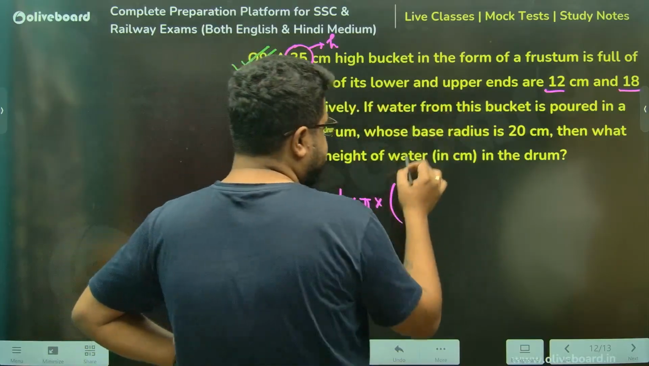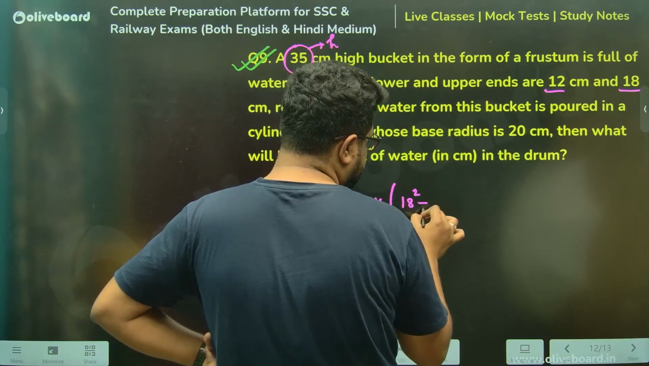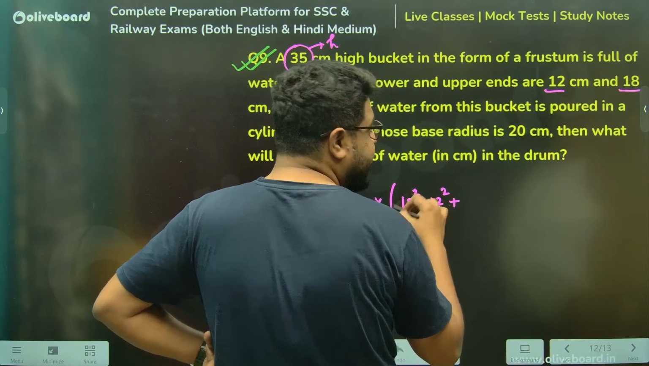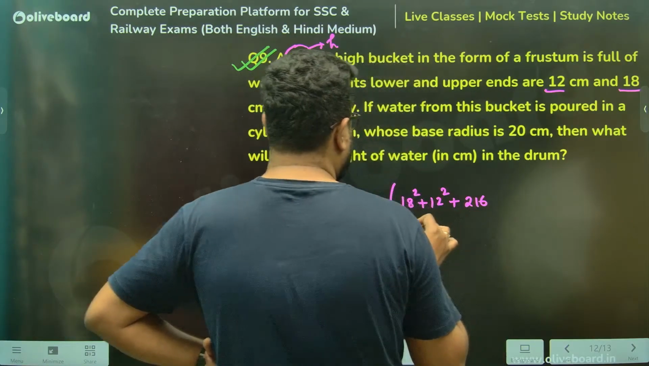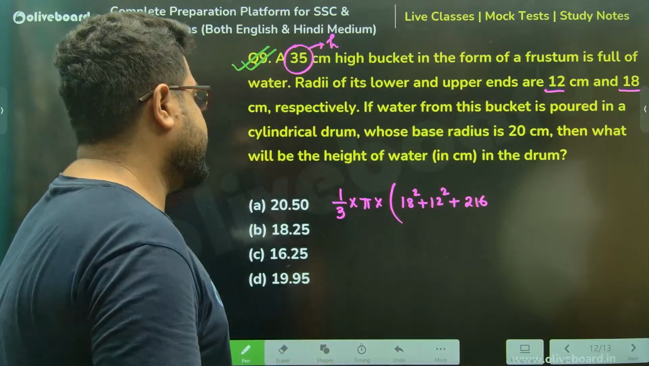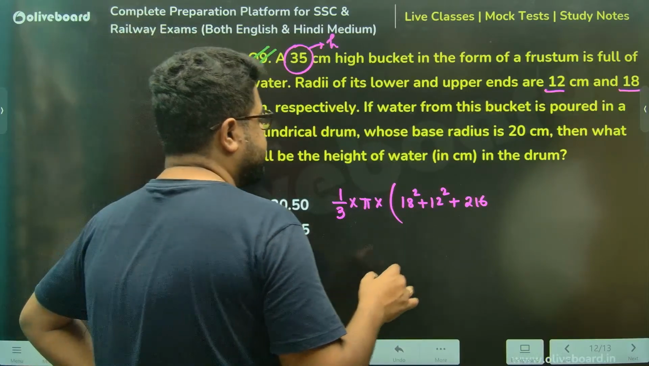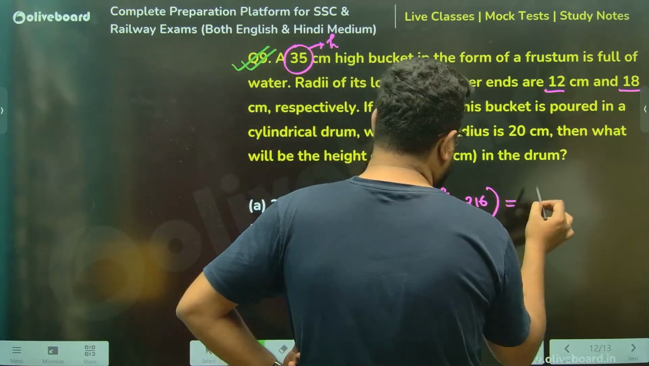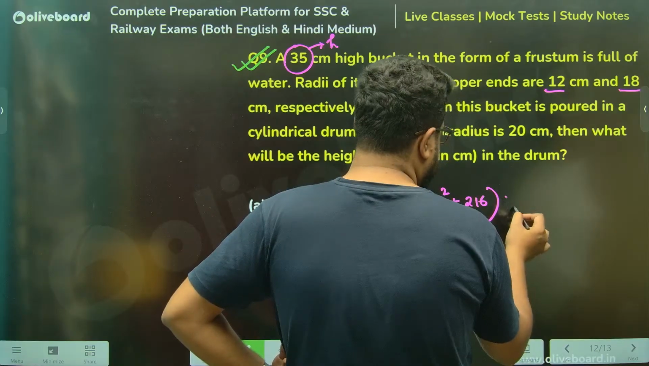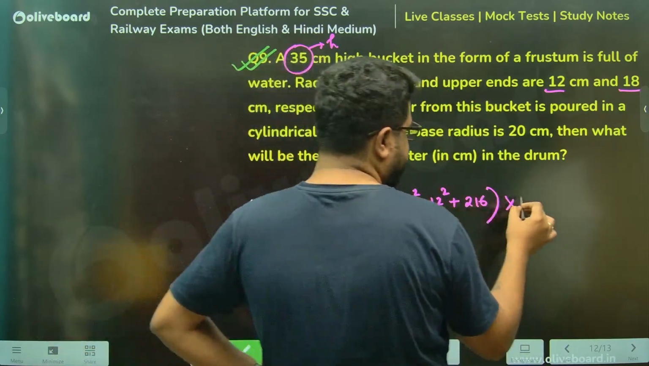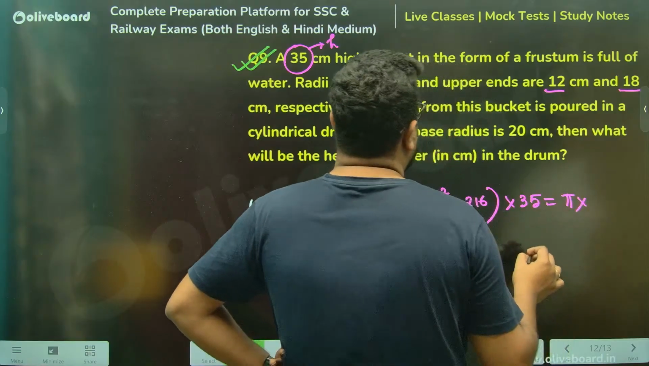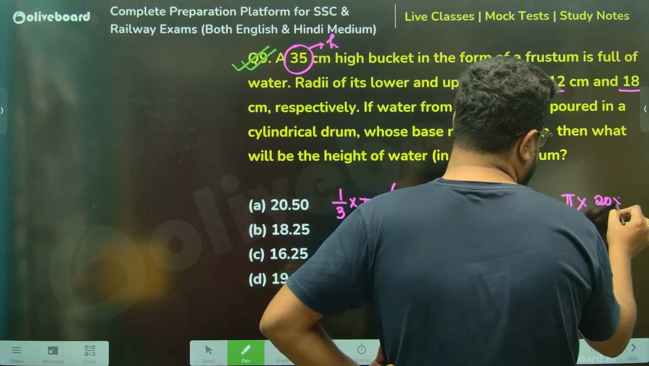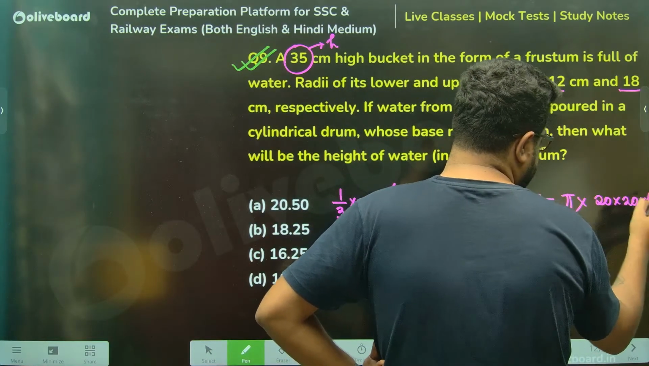Again, the radii are given. So it is 18 square plus 12 square plus 18 into 12. 18 into 12 is 216, right? Absolutely. That should be multiplied by the height, which is 35. That should be equal to pi r square h. The radius is 20, so it is 20 into 20 into h.